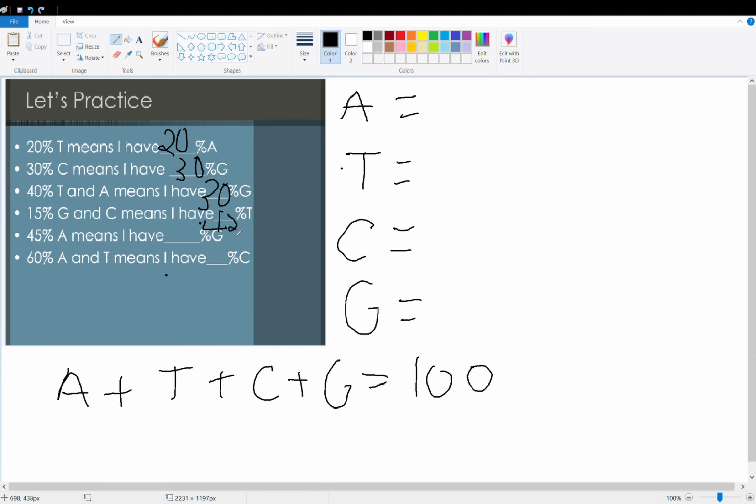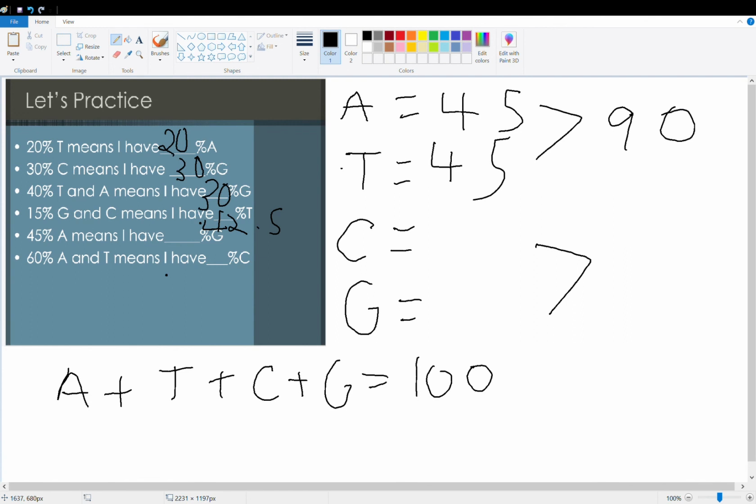43.5. Alright, this one's easy. Now this time they're only giving you one letter. 40% of adenine, A, means I have how much guanine, G. So let's keep this simple. A is 45, right? And however much A I have will always equal T. Apple turnovers. 45 plus 45, that's going to give me 90. Now that means C and G together need to add with 90 to make 100. So 100 minus 90 is 10. So we know C and G together is 10.